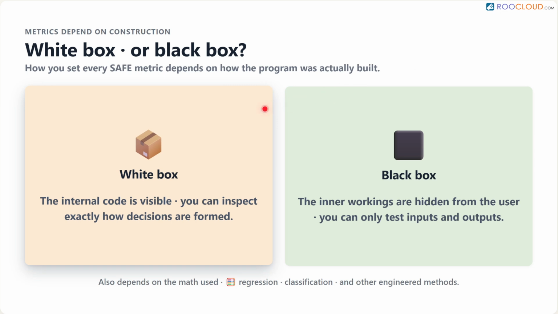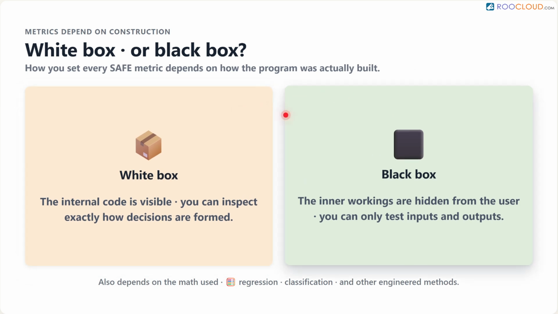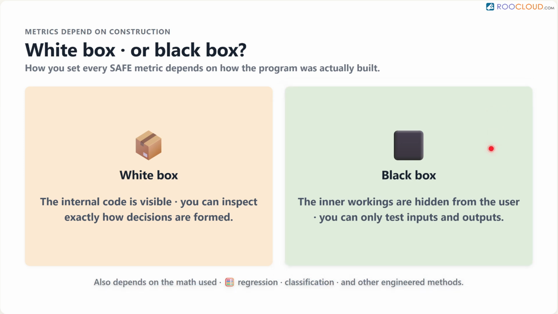For example, it depends on whether it is a white box where you can see the internal code, or a black box where the inner workings are hidden from the user, as well as the specific mathematical methods like regression or classification that the engineers utilized.